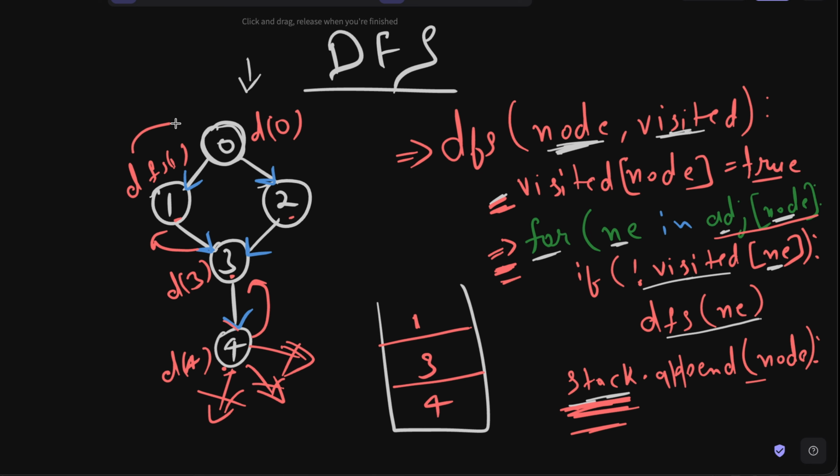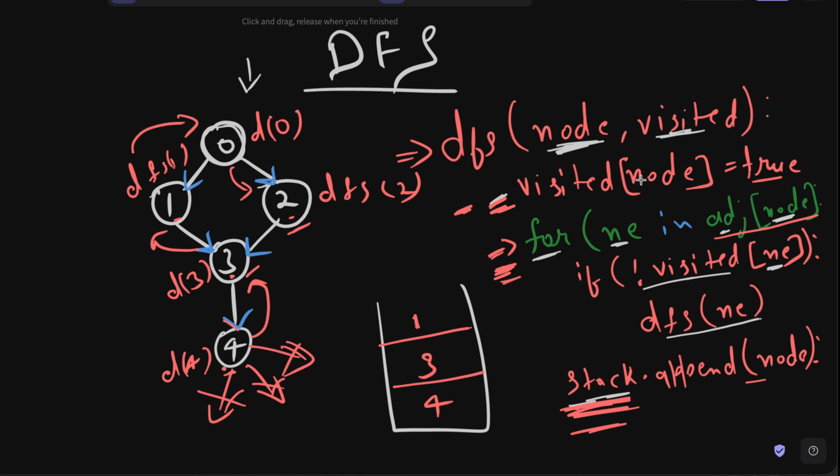Then we will go back to the 0 and we will try to see if there is any other outgoing edge. We have an edge from 0 to 2. So we will go for DFS of 2 now. Now here also, first of all, we will mark it visited inside of this visited array. Then we will see the for loop. We will try to go through all the neighbor nodes for this 2 node. We will see that there is one neighbor, that is 3.